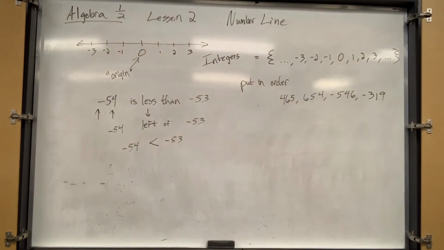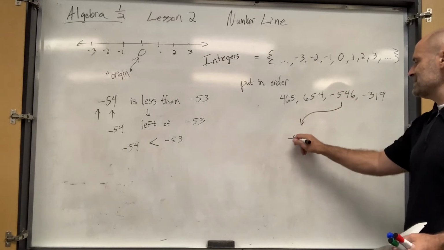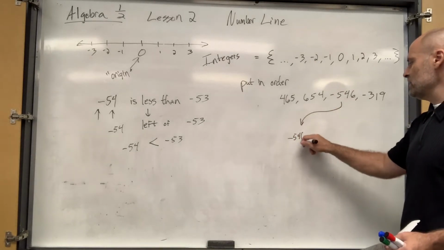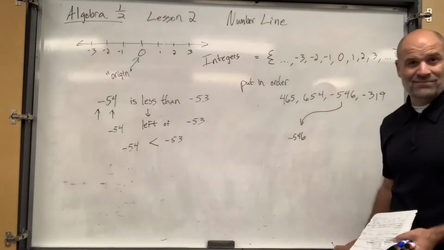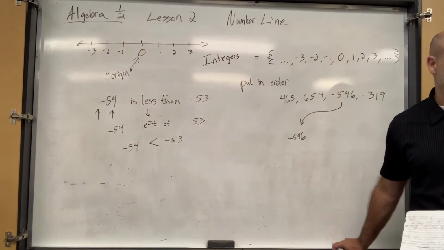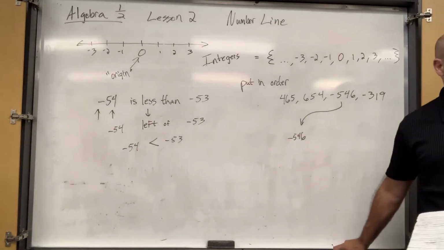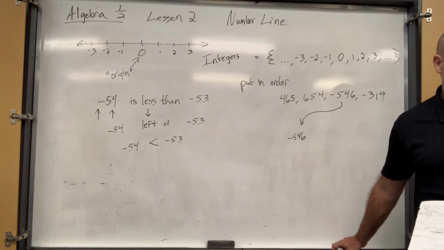Negative 546. Okay, so this one goes first because that's the least number, the smallest number, which sounds weird, doesn't it? Because 546 is not a small number. And negative 546 is technically not a smallness number. It's like negative. If you weighed negative 546, you would not be considered small. You'd be considered nothing, right?